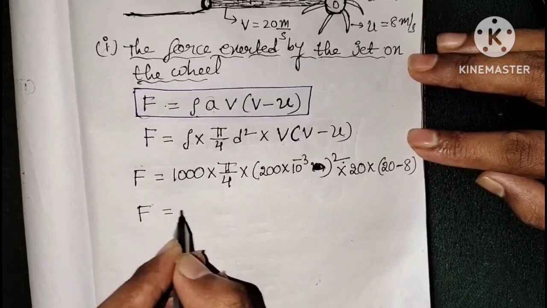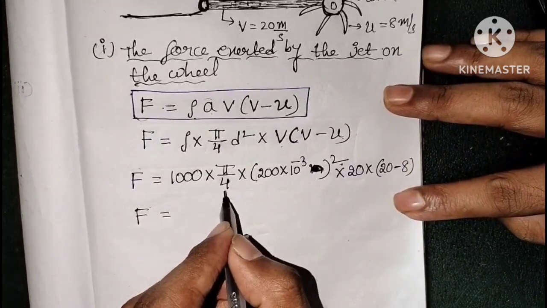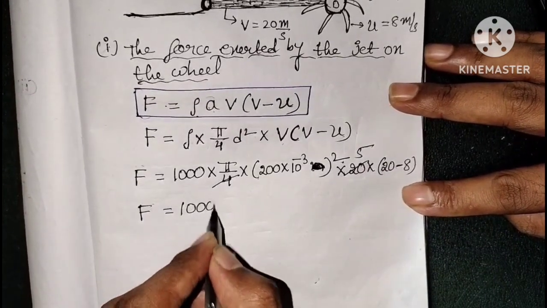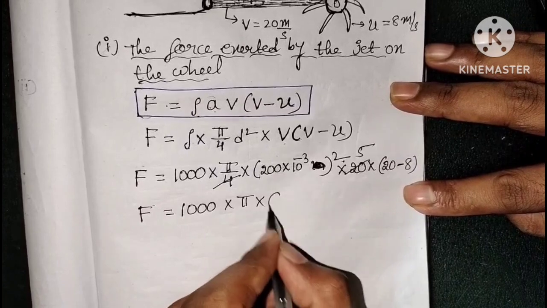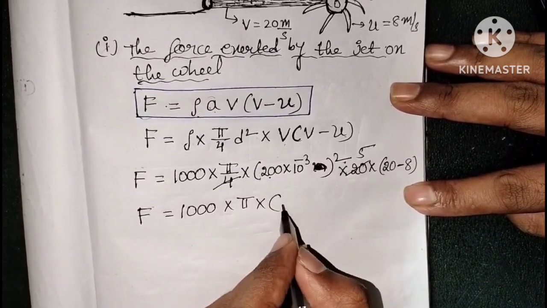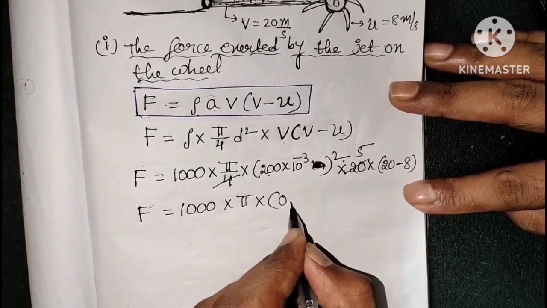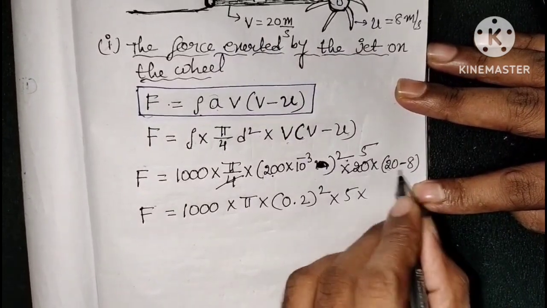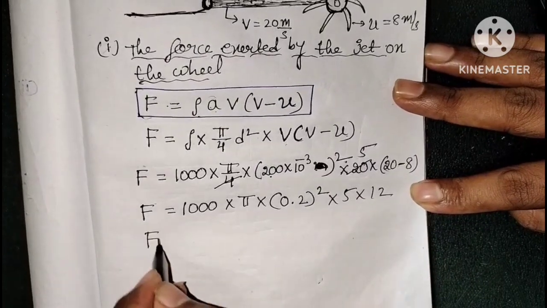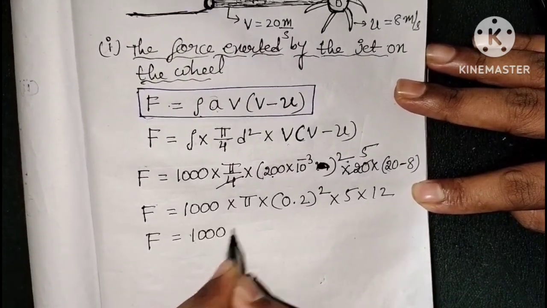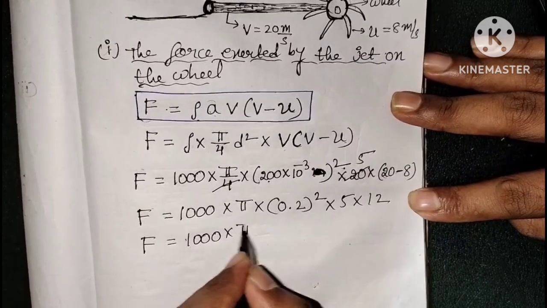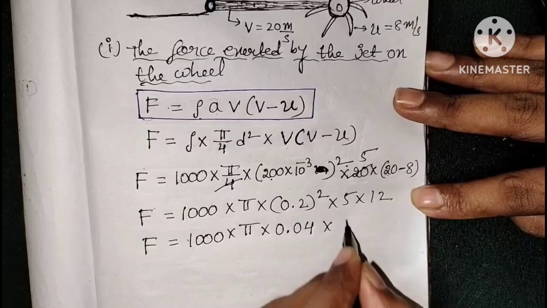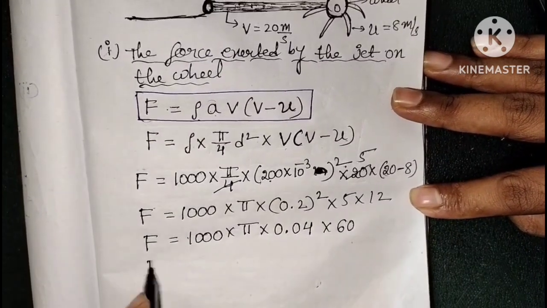F is equal to, so let us simplify: 4 ones are 4, 5 fours are 20, 1000 into pi into 200 into 10 to the power of minus 3, you will get 0.2 square, into 20 minus 8. 5 into 20 minus 8, 12. F is equal to 1000 into pi into 0.2 whole square, which is 0.04, 5 12s are 60.